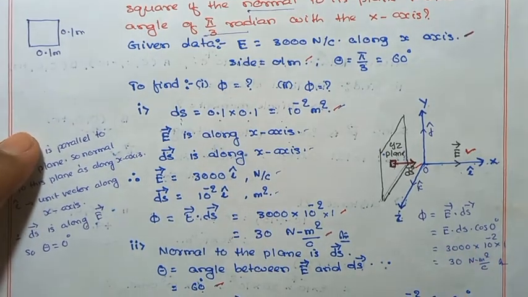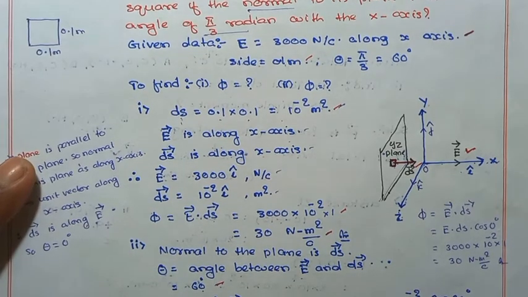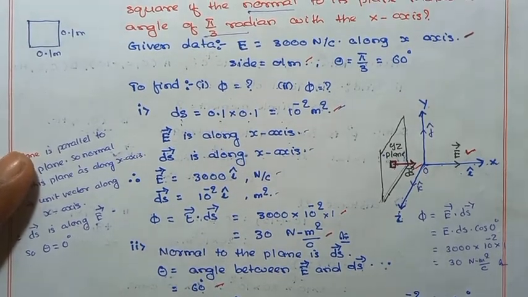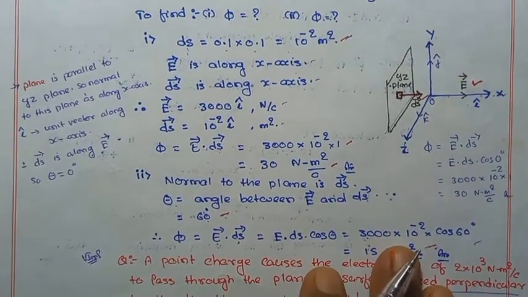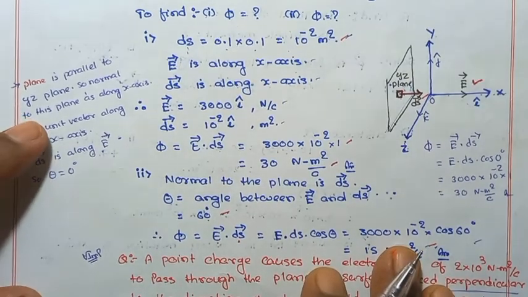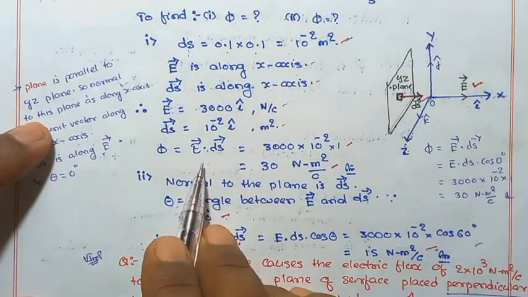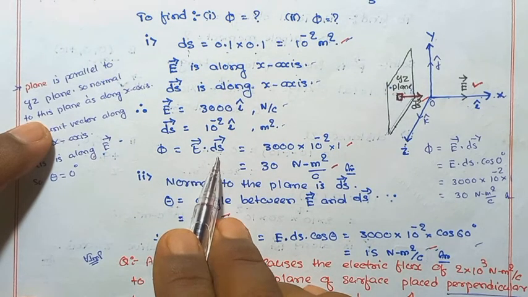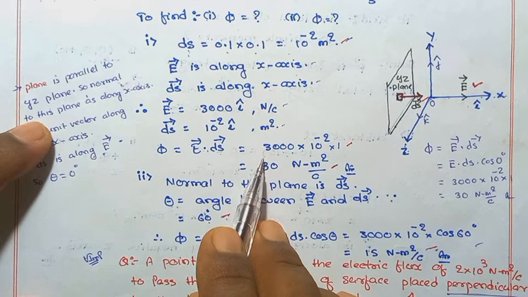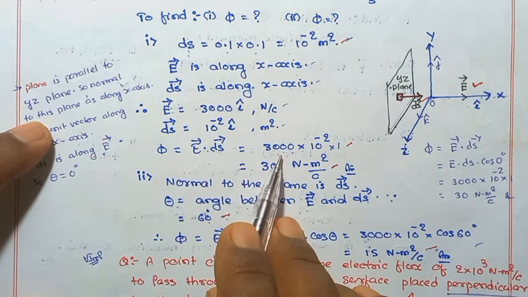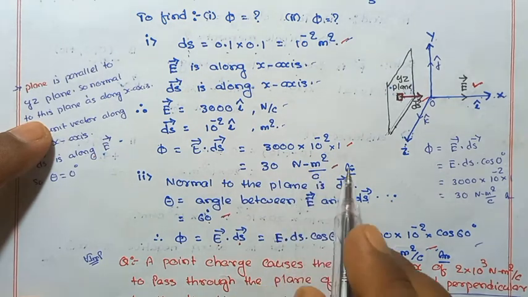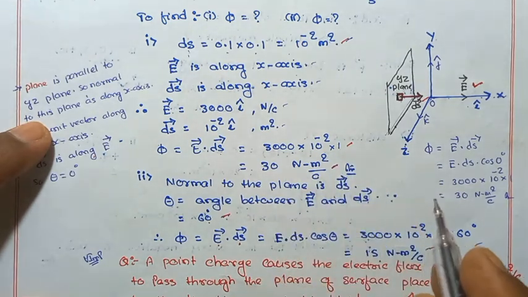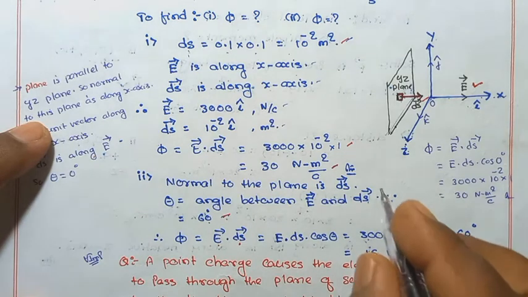Therefore the flux that passes through the plane is phi equal to E vector dot ds vector, that is the dot product of the two vectors. So magnitude of E vector into magnitude of ds vector into cosine of the angle between them. Magnitude of E is 3000 and magnitude of ds is 0.1 multiplied with 0.1, that is 10 to the power minus 2, and cos 0 is 1. After solving we will get 30 Newton meter square per coulomb.